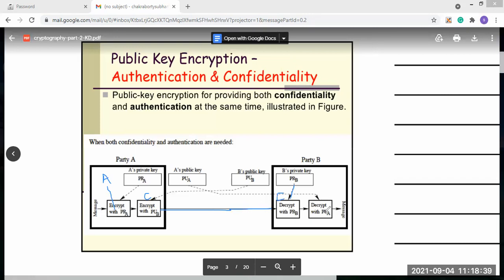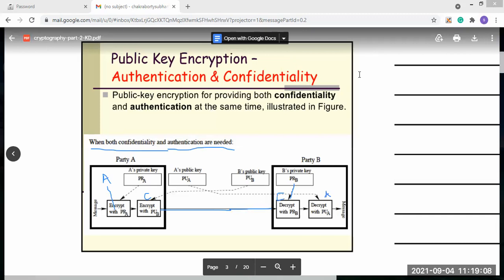And after that, the message is decrypted again using the public key of party A. That means this is the authentication process. And after that, we get the original message. So confidentiality and authentication are needed at the same time, and like this it will happen.